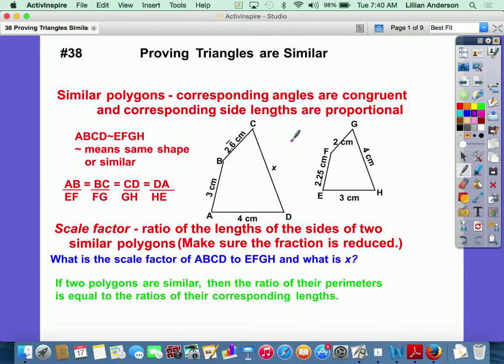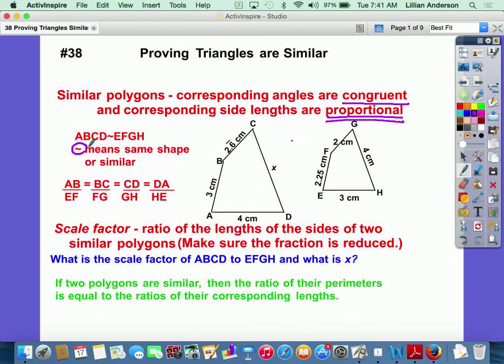Similar polygons are polygons whose corresponding angles are congruent and whose corresponding side lengths are proportional. This is the key word right here, that they're proportional, which means that they're not congruent, okay? There's actually a ratio between the side lengths. So one side might be twice as long as the other side. That's what it means to be proportional.